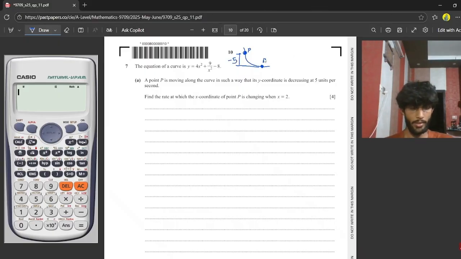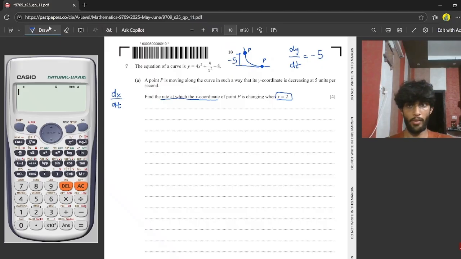Okay, so that's what all of this means. What this rate means, that it's changing at 5 units per second, is that the y quantity is changing with respect to time, and it's changing at negative 5 units per second. Negative means it's decreasing. And then what we have to find is the rate at which the x-coordinate of point P is changing when x equals 2. That means we have to find dx by dt at the specific instant when x is equal to 2.